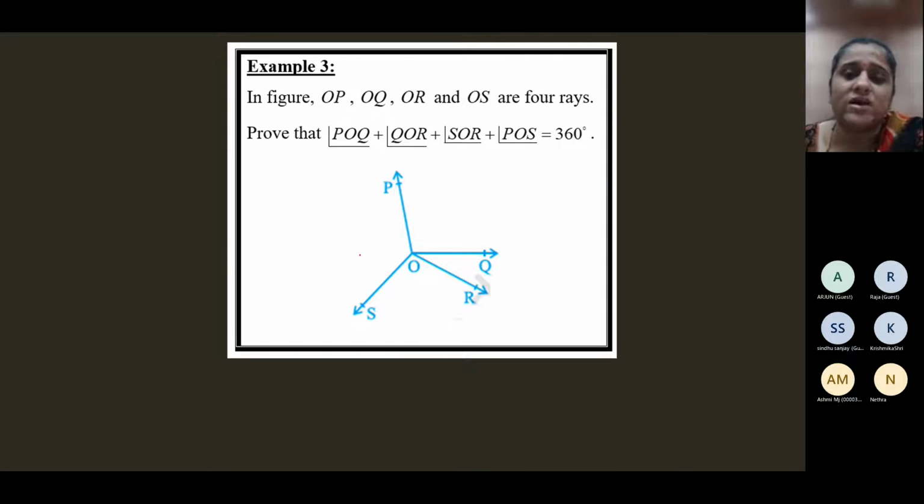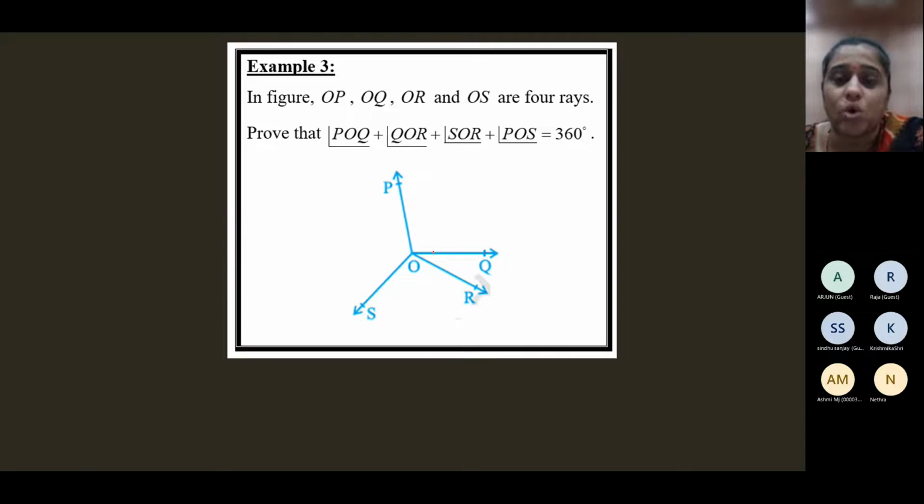Now, what you have to do is, we have four rays. You produce any one of the four rays to form a straight line. Supposing I produce the ray QO backwards like this, because ray OQ is this one. This is ray OQ, in this direction. This is QO.